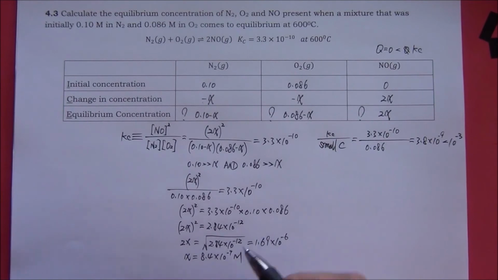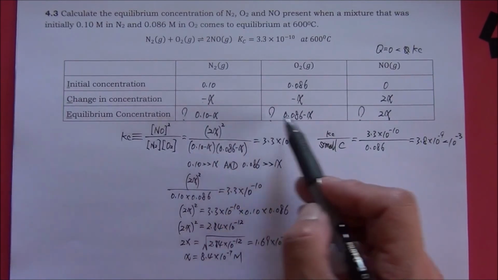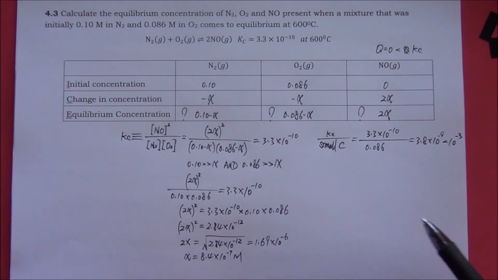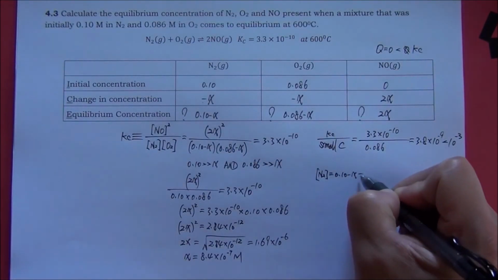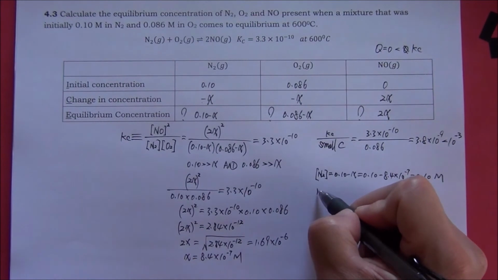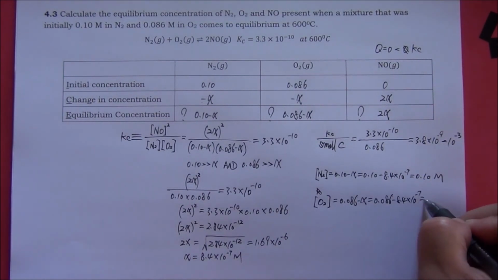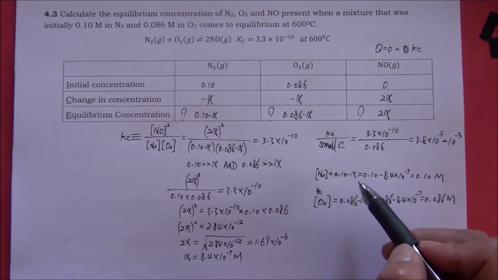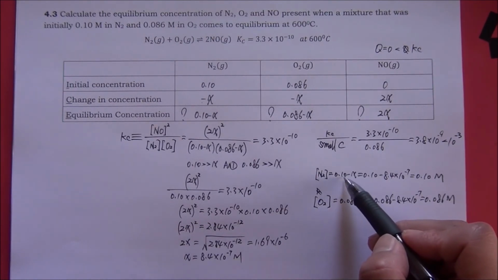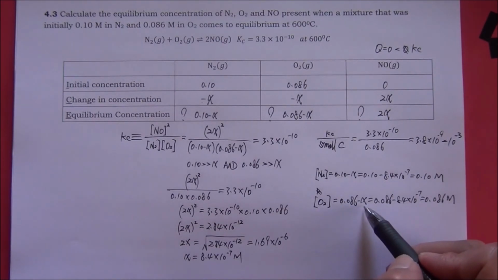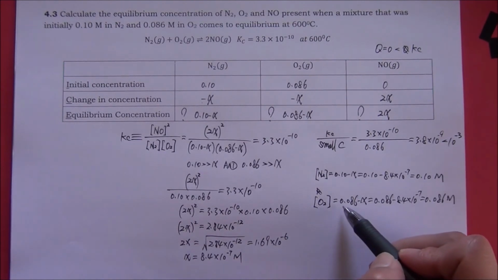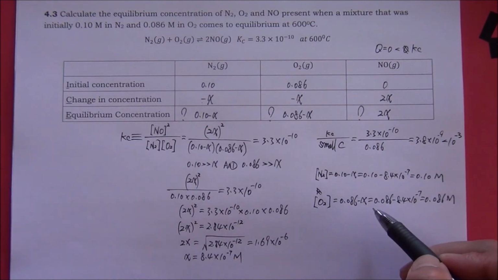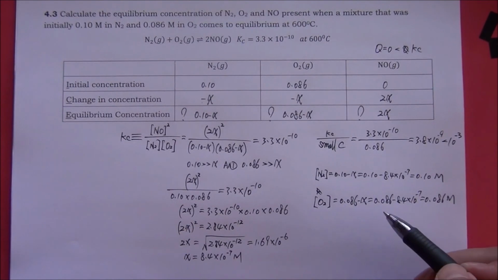Now I'm going to plug the value of x into these formulas to find out the equilibrium concentrations of the reactants and the products. From our calculation, x is indeed much smaller than 0.10 and x is indeed much smaller than 0.086, which means that our assumption is correct.